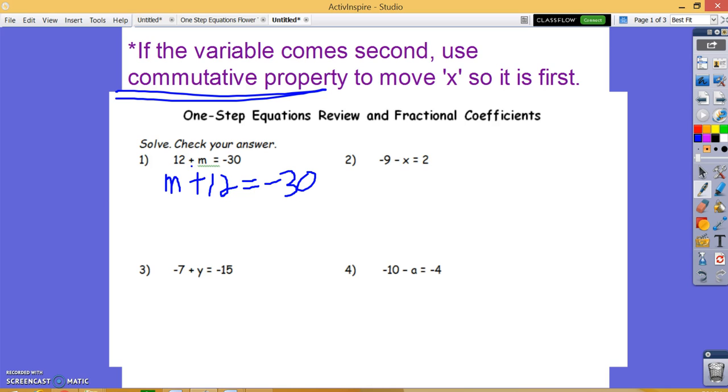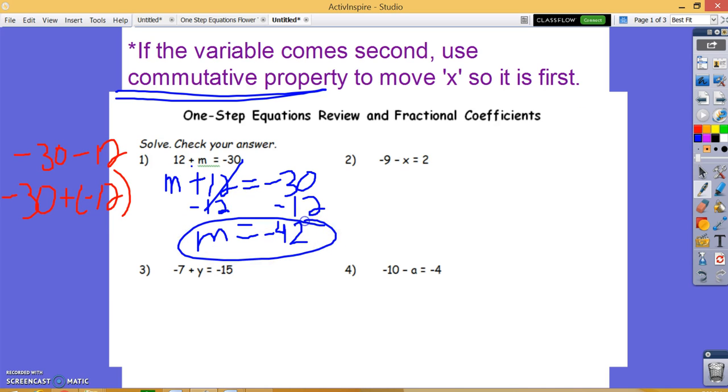I can ask myself the set of questions that I have been asking myself. What is happening to m? Well, we're adding 12. How would I reverse plus 12? I would subtract 12. So it's the same steps as before. You're going to subtract 12 from both sides, and you get m equals. Now, there are a lot of errors that can be made with that problem, so I'm going to write it out over here. Remember that it's sort of a leave-change-opposite problem, where negative 30 plus negative 12 is actually negative 42. Okay, so there's my answer.